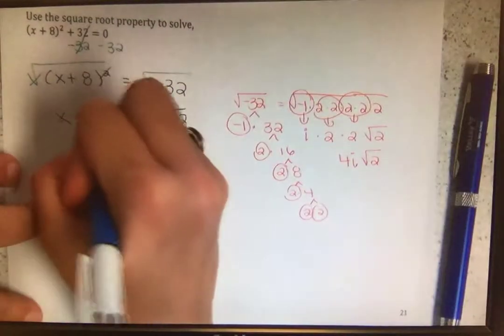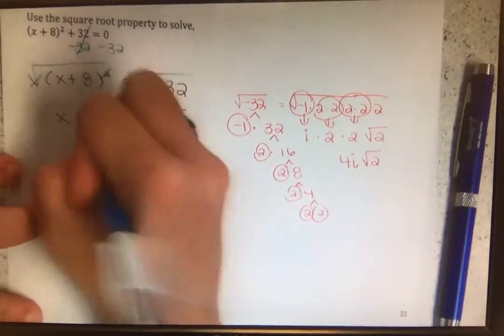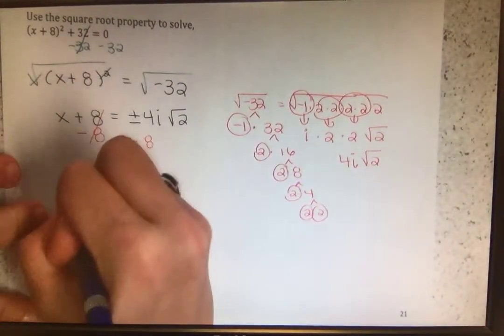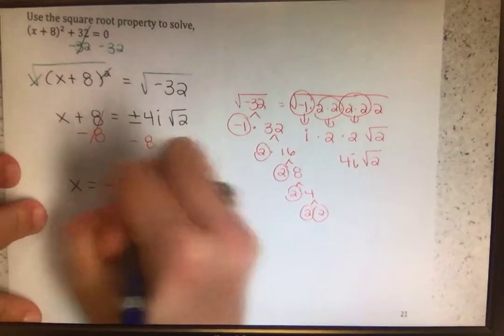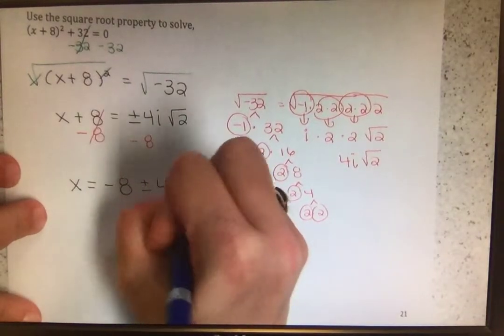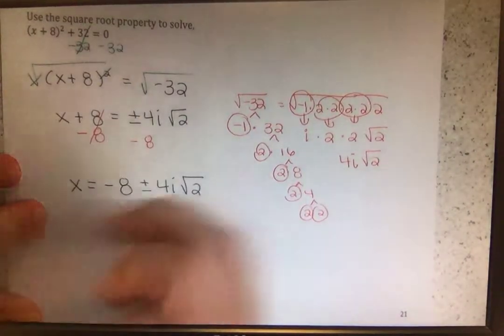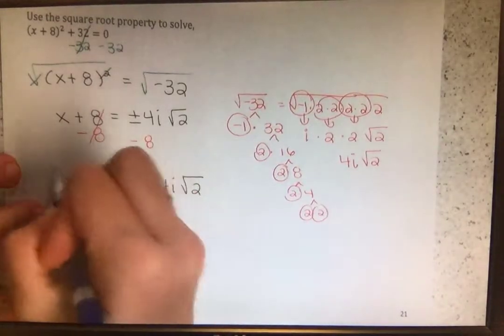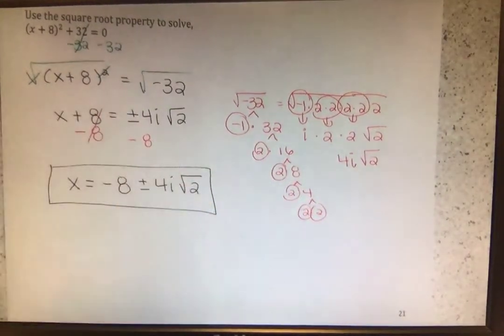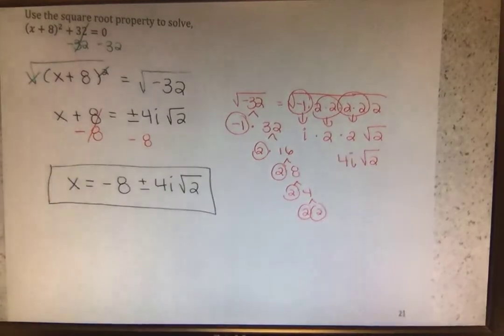Lastly, getting x by itself, we subtract 8 from both sides. We're left with our final answer of x equals negative 8 plus or minus 4i square root of 2. These are not like terms. We cannot combine them, so this is going to be our final answer. So this is Module 6, Homework 3 notes.